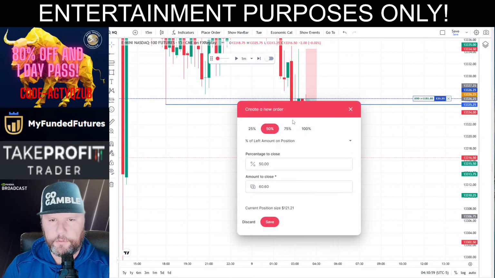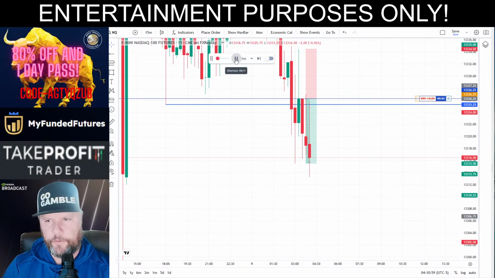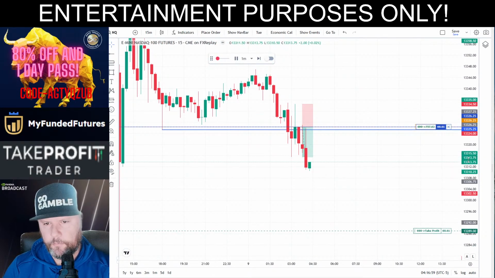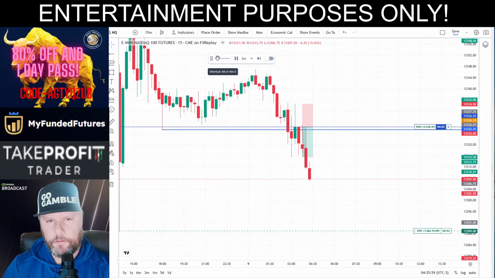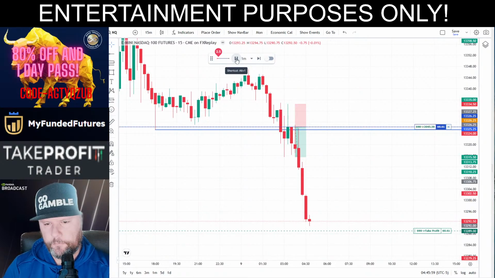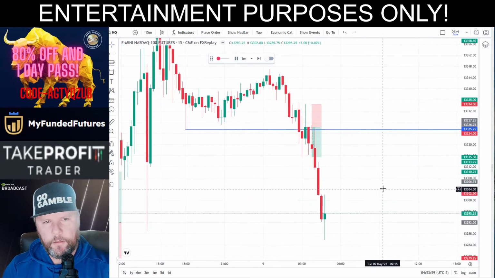All right, so right there we'll scale half. And then let's just see how far she can go. Speed her up just a little bit. There we go. Nice big winner on that one. Gotta like it.